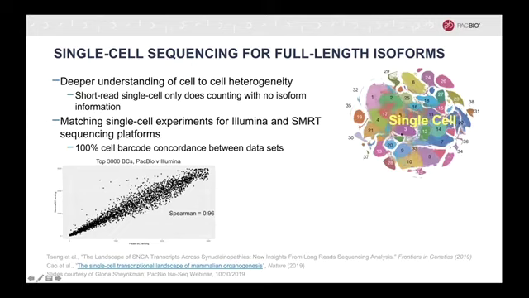So the great thing about single cell sequencing is that not only can you see now which transcript is present in the genes, but you can also see which transcript is being expressed at each of the cells. So you're adding an additional layer of complexity. And just to show that there's a great concordance between Illumina and SMRT sequencing data, we did a side-by-side comparison, looking at the barcodes being picked up, and we found 100% concordance.